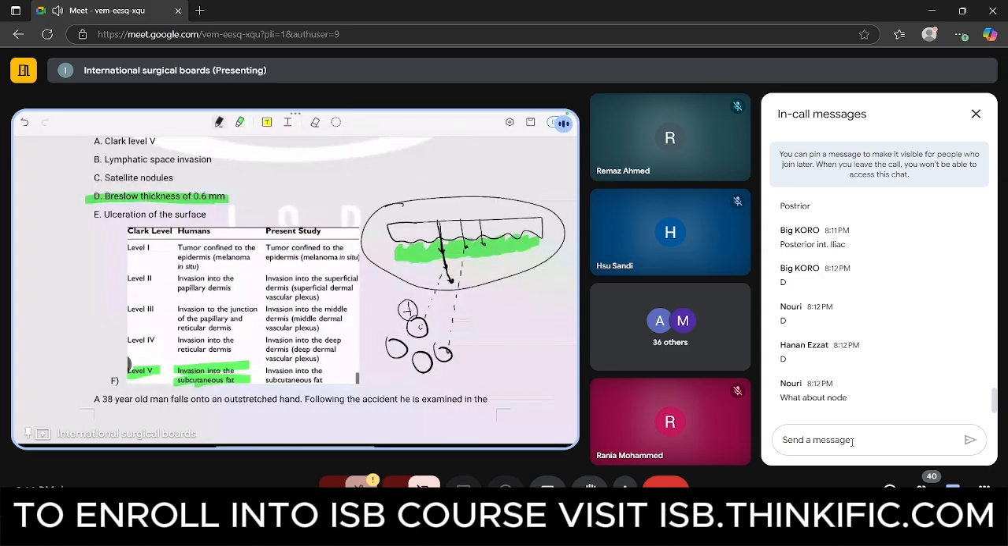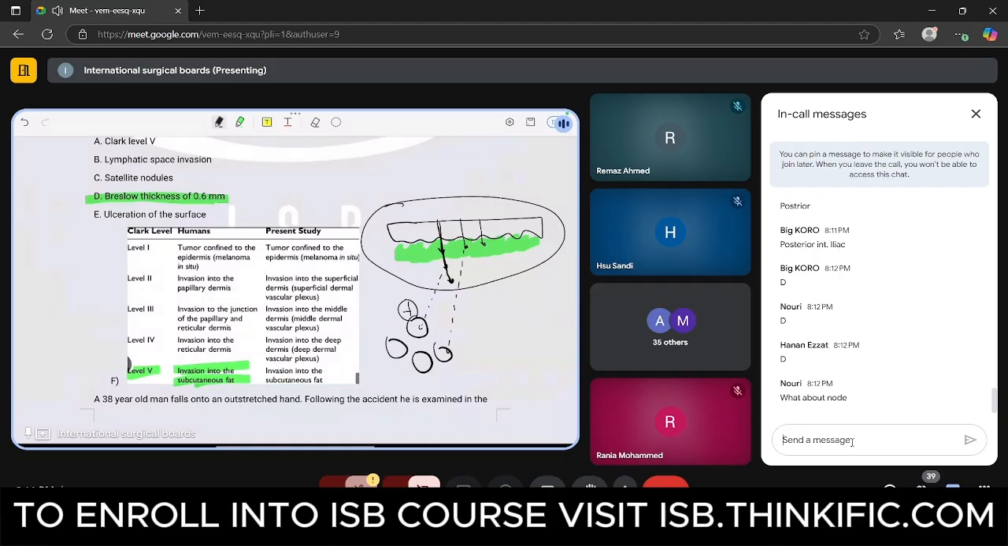The deeper the thickness, then the higher chances are node. So what if nodes are positive? Breslow thickness will not matter that much, right? Because when nodes are positive, nodes are positive. That's it, right? There's no inference on Breslow thickness or heavily you can weigh on it when nodes are positive.